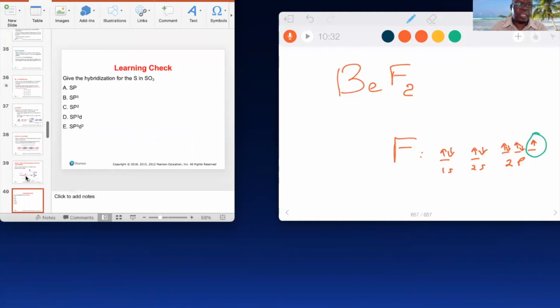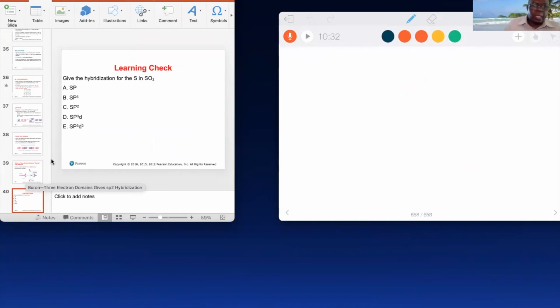There is sp2 hybridization, there is sp3 hybridization. As I said, we only pay attention to the central atom. Sulfur trioxide: let's see. Give the hybridization for sulfur in sulfur trioxide. In this case, sulfur has got to form 3 bonds with 3 oxygen.